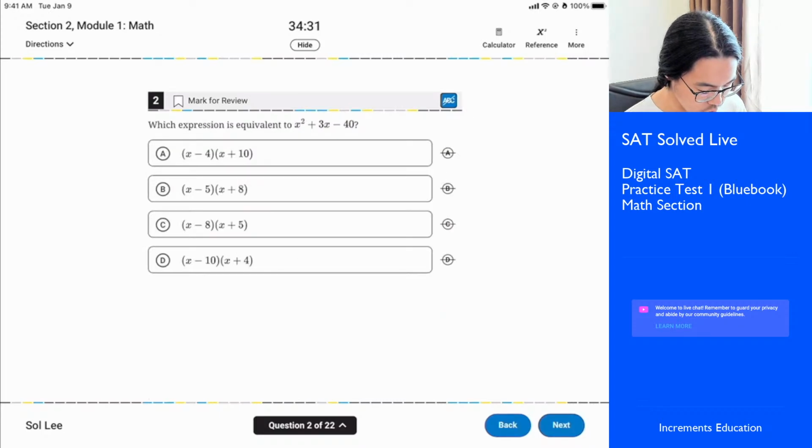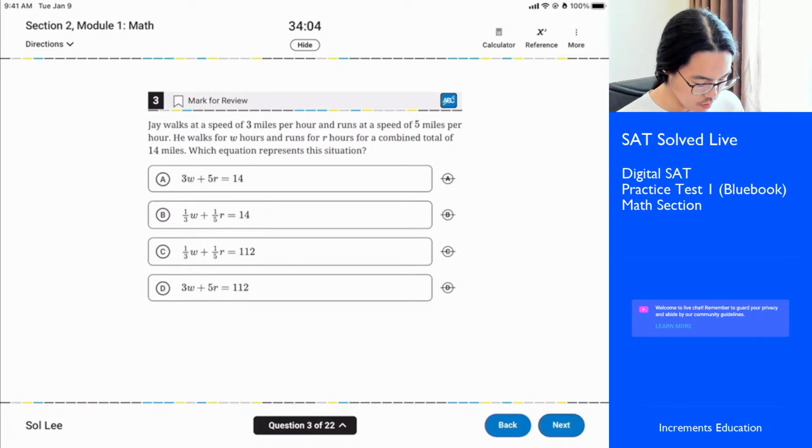And number 2, equivalent, so 10 minus 7. Oh, 10 minus 7 doesn't work. 8 times 5? 8 minus 5. Okay, 8 minus 5. Oops, wrong one. That's 8 minus 5. That is correct.